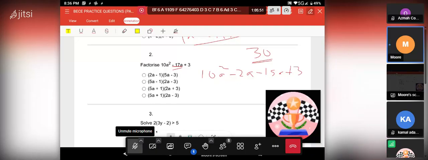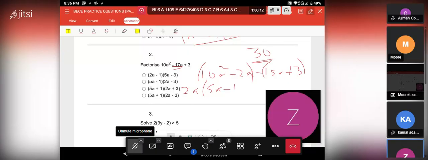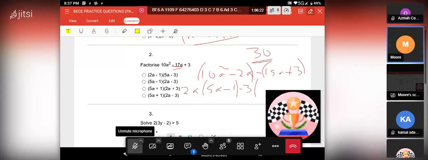Once you get it like this, you group the first 2 in a bracket, then the last 2 in a bracket. In the first bracket, what is common to them? 2a. 2a, open bracket, 10a squared divided by 2a is 5a, minus 2a divided by 2a is 1. Then minus 15a and plus 3, what is common to them? 3. Then put in these 2, that will be 5a minus 1. Do you agree?